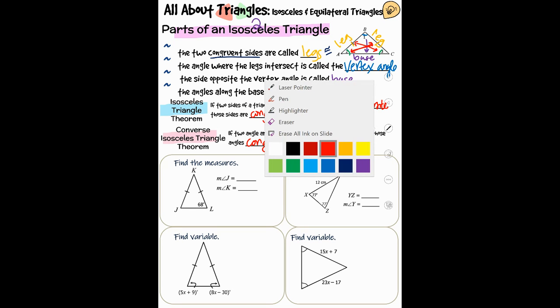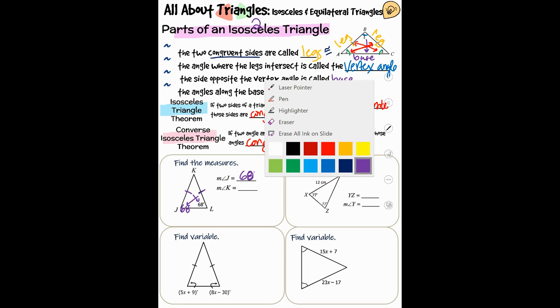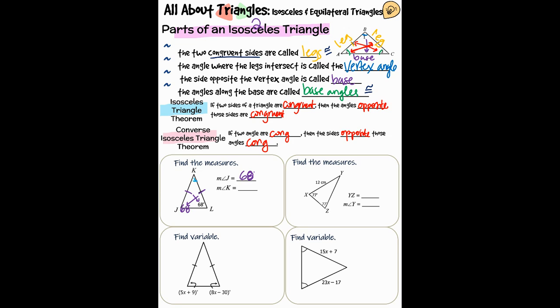Let's look at a few isosceles examples. Find the measures. We want to know the measure of angle J and angle K. So what did our isosceles triangle theorem say? If the two sides are congruent, these two sides are congruent, then the angles opposite of those sides are also congruent. So that means that angle J is also 68 degrees. And so then what is K? What's this vertex angle? Well, we can take 180 minus 68 minus 68, and that will give us 44 degrees.